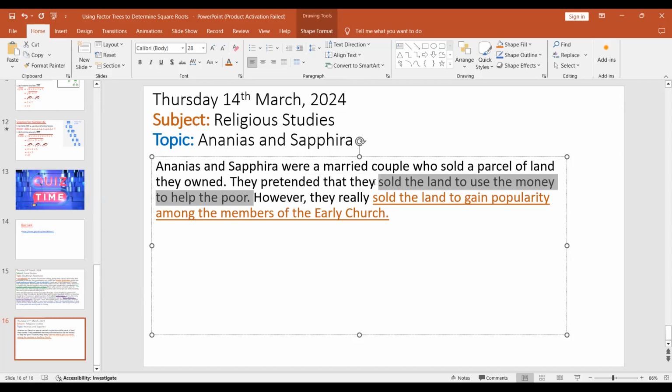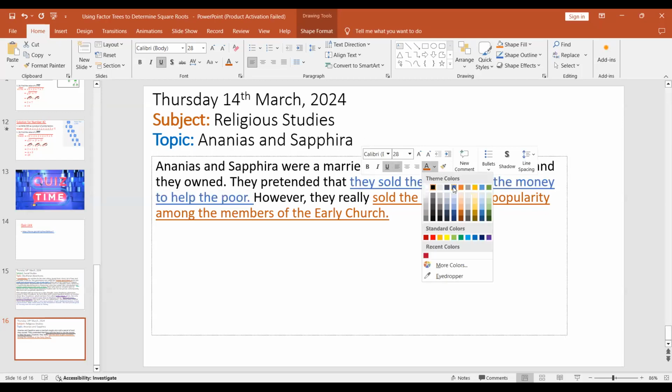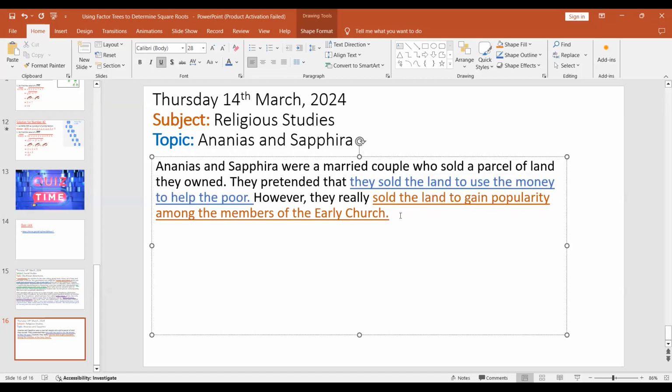So they were pretenders, right? That's the problem with Ananias and Sapphira. They were pretenders, pretending to do something genuinely good, but actually doing something that was not good. So the couple decided to withhold. Give me one moment, please.